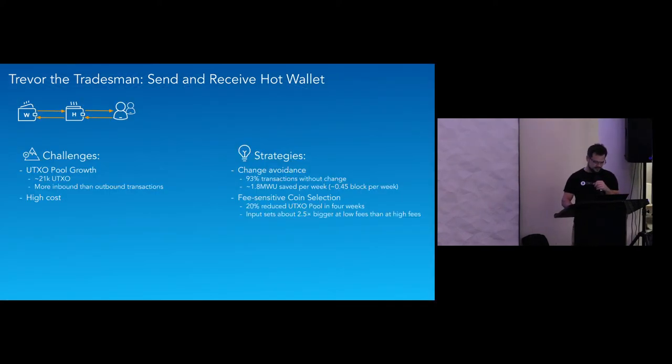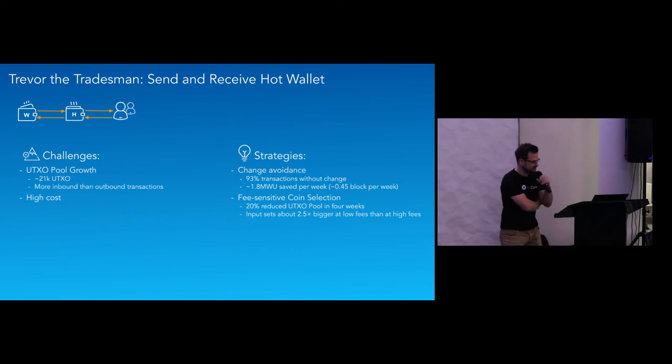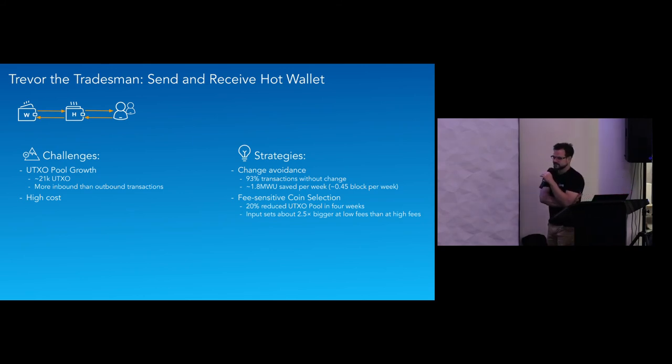The fun thing that this does is they find 93% transactions without change outputs. Yeah, and I calculated that roughly per week, that's saving them 0.45 blocks in data. So, yeah, I mean, just not creating change saves them 0.45 blocks of data per week, right? And they reduced their UTXO pool by about 20% in 4 weeks.